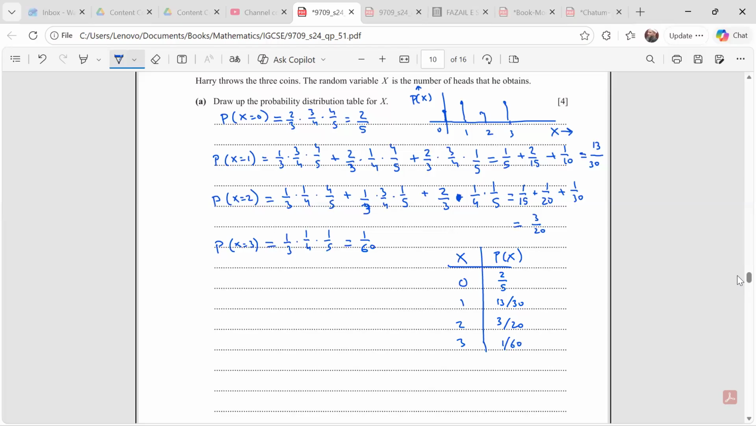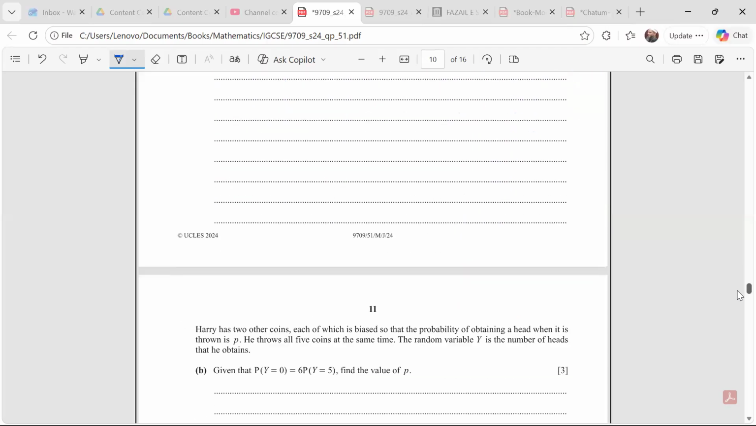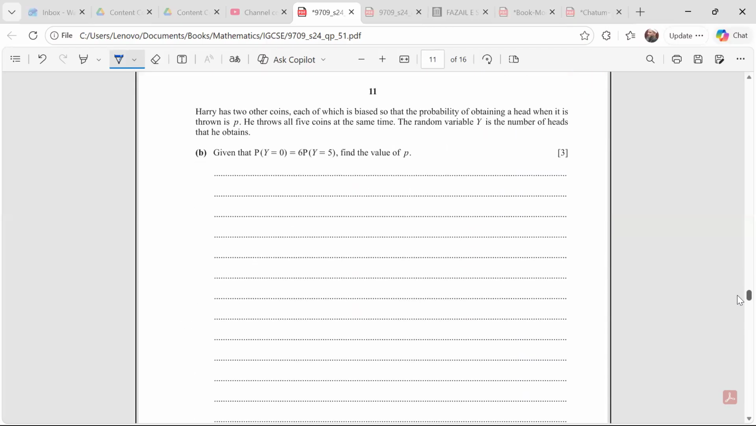Okay, and interestingly, if I add all of them, all of these probabilities should add to 1. And you can check 2 by 5 plus 13 by 30 plus 3 by 20 plus 1 by 60. If you add them all, they will be equal to 1. Okay, I hope this is clear. Okay, so this is question number 6A. Now let's move on to 6B.